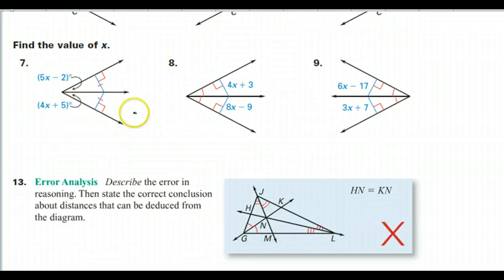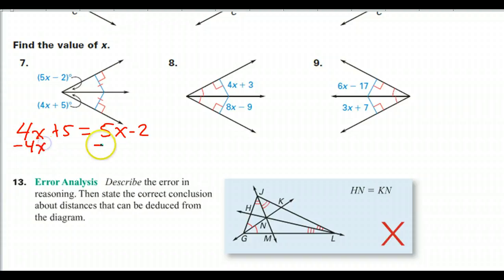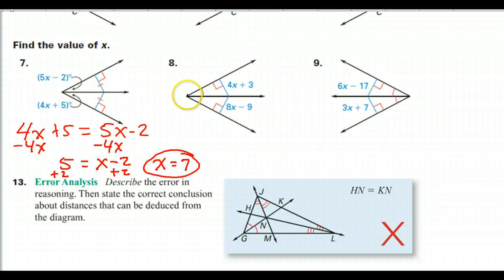Number 7, find the value of x. I've got perpendicular distances, they are the same. That means these two angles must be equal. So of course I'd set them equal to each other. 4x plus 5 must equal 5x minus 2. Subtracting 4x from both sides, that's going to give me 5 equals x minus 2. Add 2 to both sides, that's going to give me x equals 7. Okay, so that's the answer to number 7.